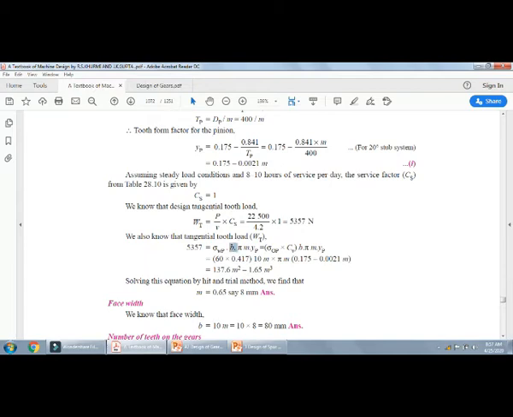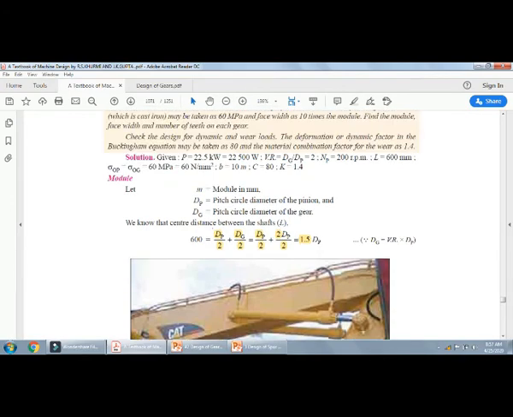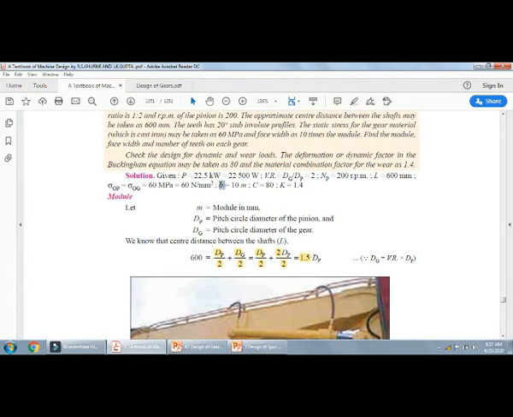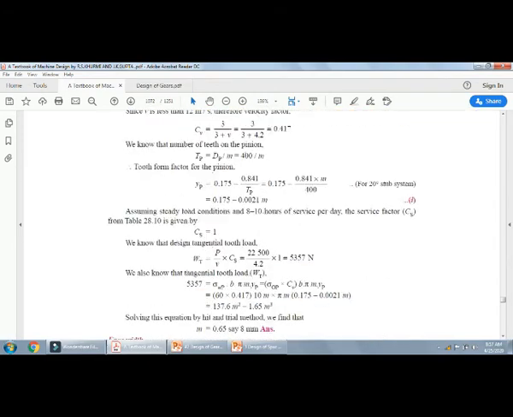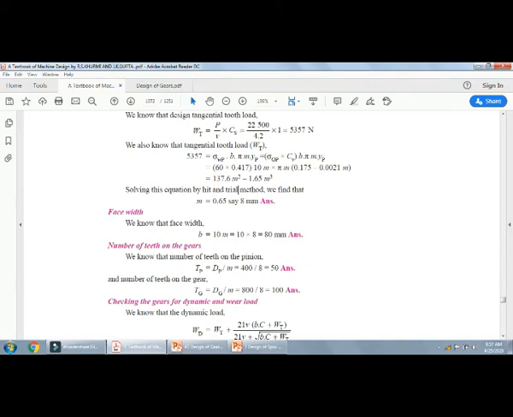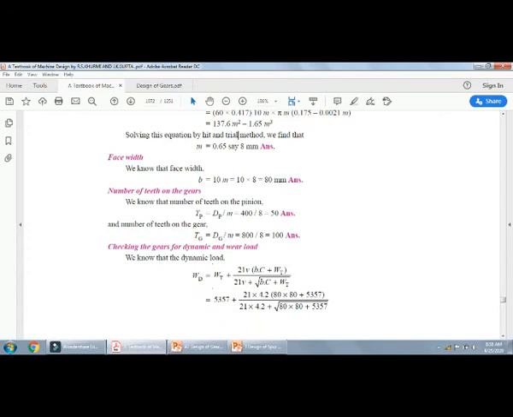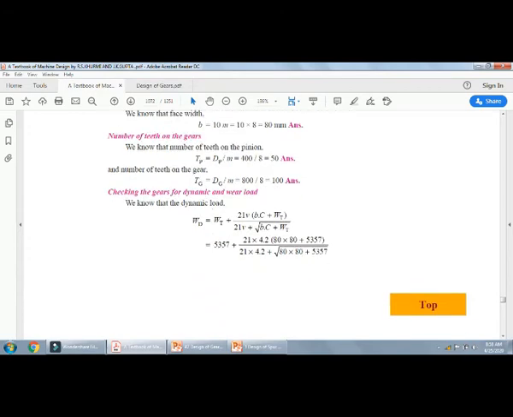Now come to the point, the B. B is given, this is equal to 10 times the module. He is saying B is equal to 10 times the module. So we will put all the values here, then we will be able to calculate the module m, which will be equal to 0.65, that we may simply take as 8. So from this equation we may use it by hit and trial method. Then face width you can calculate directly from this relation, and number of teeth we may also calculate from this empirical relation, this is a simple relation.